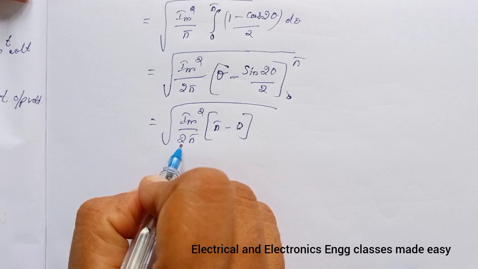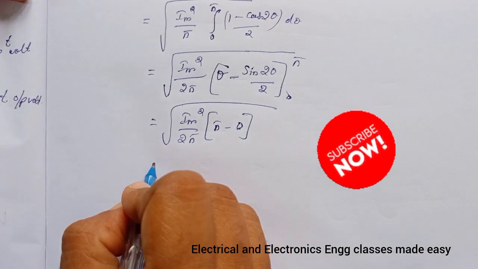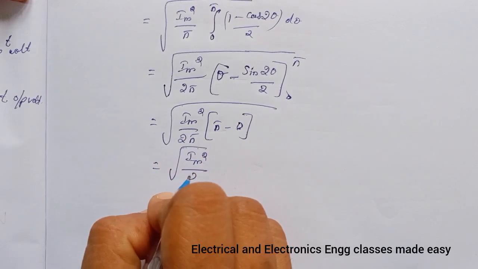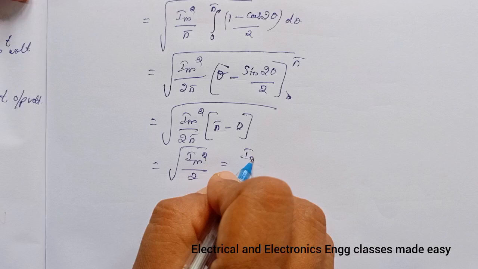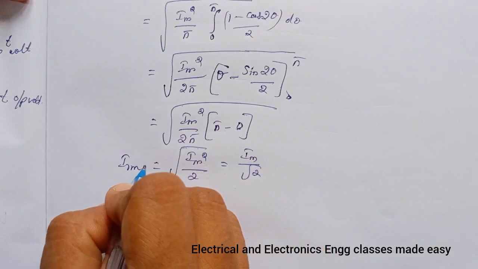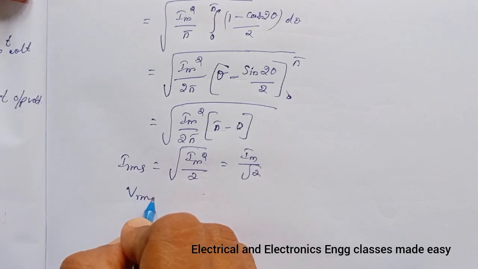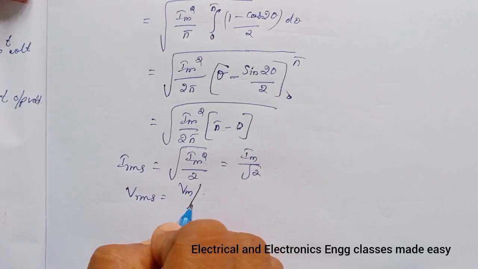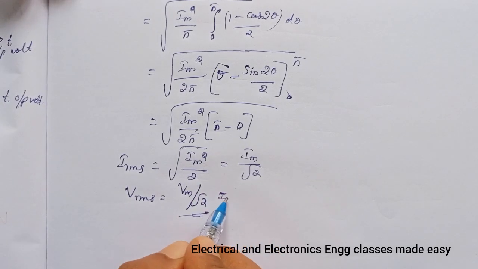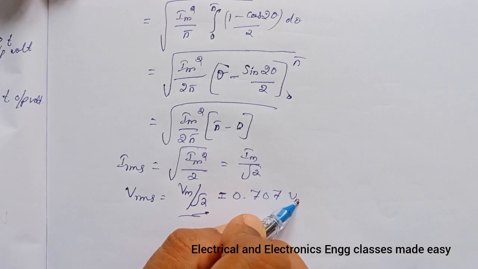So Im square divided by 2 pi into pi, the pi cancels, and that equals the square root of Im square divided by 2, which is Im divided by root 2. So Irms is equal to Im divided by root 2. Similarly, Vrms equals Vm divided by root 2, which is 0.707 Vm.